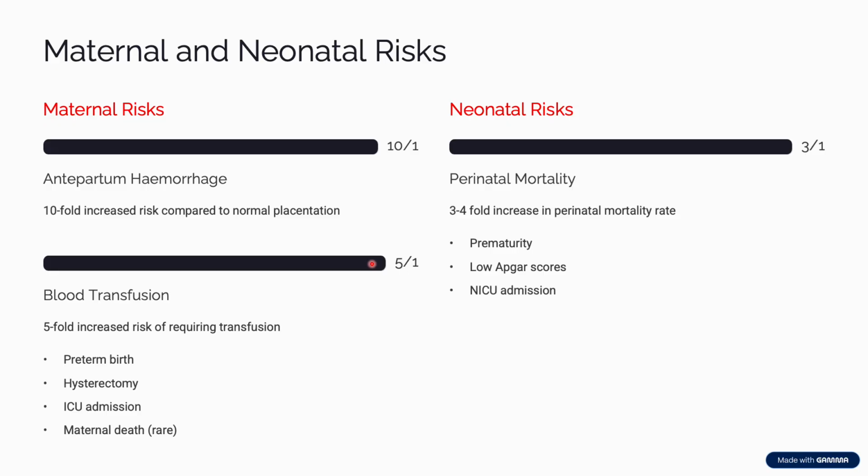So risks with placenta previa. For the mother, the placenta is low-lying, so it can bleed before delivery, a 10-fold increased risk of APH compared with normal placental attachment. Blood transfusion risk is a 5-fold increased risk. They can go into preterm birth, hysterectomy, ICU admission, and even death. For the neonate, increased perinatal mortality, about a 3 to 4-fold increased risk, and also preterm birth, so prematurity risk, and low APGAR scores and NICU admission risk.